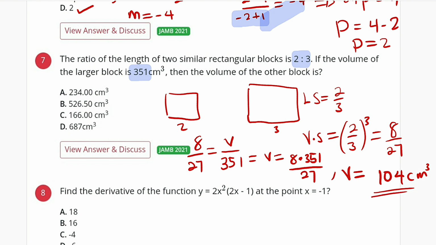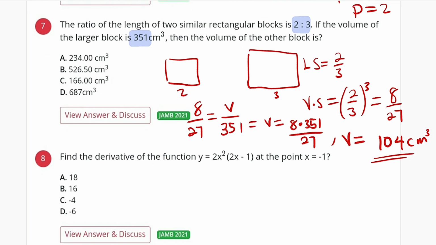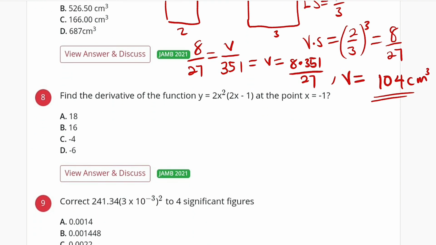Let us go on to question number 8. Question number 8, we are asked to find the derivative of the function y equal to 2x squared multiplied by 2x minus 1 at the point where x is equal to -1. So there are two different ways in which you can do this. You can multiply and expand the bracket, and you can apply product rule, but at your own level, I would like to suggest you should always expand the bracket.